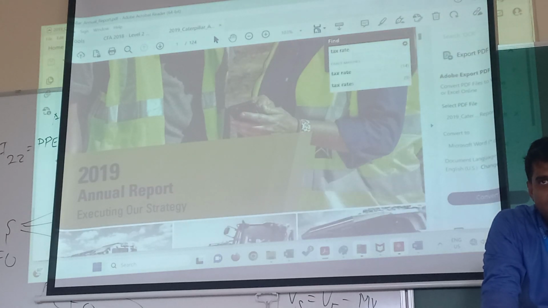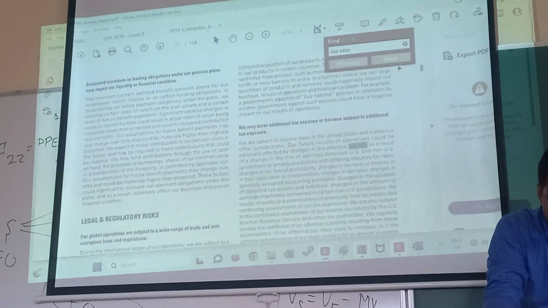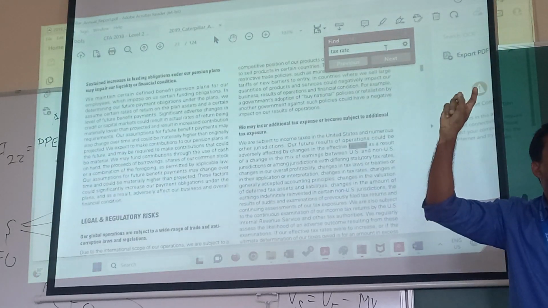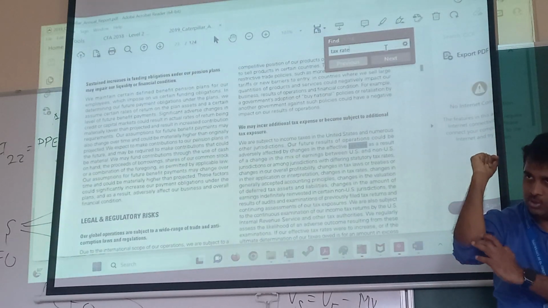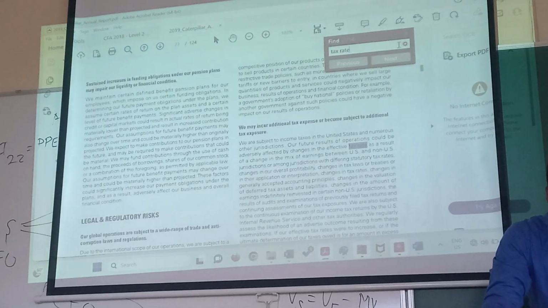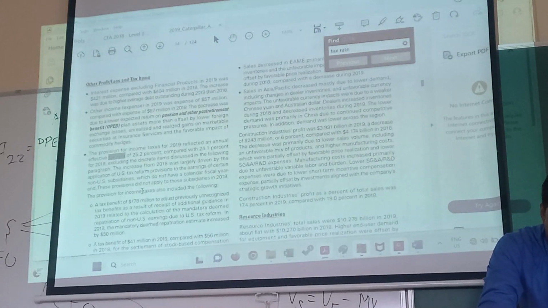You check for the tax rate in your financial report. Okay. Guys, listen. The tax rate typically will be given in the, sorry, not from the income statement. You should take it from the report. In the report, they will be mentioning the effective tax rate. So here, you look at the effective tax rate. It is 25.2. So that is what you need to take.